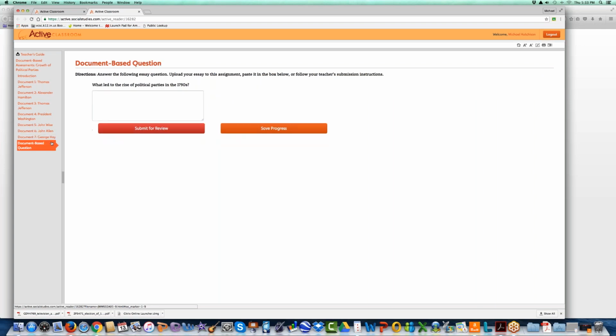So at the end of it, they come to the document-based question. What led to the rise of political parties in the 1790s? They write their essay out, and going to the grading interface, you see what the student wrote. The other thing you get is an opportunity to look at the suggested answer, and then you can make a conclusion based on how effectively they answered the question.